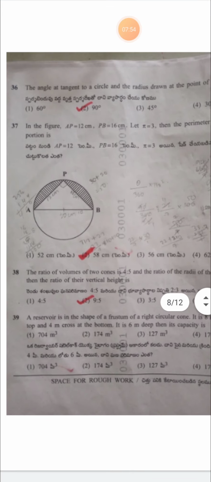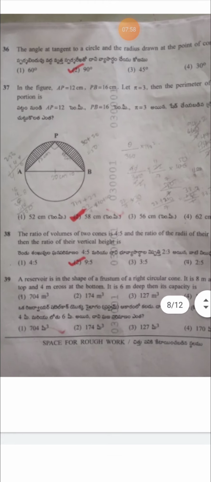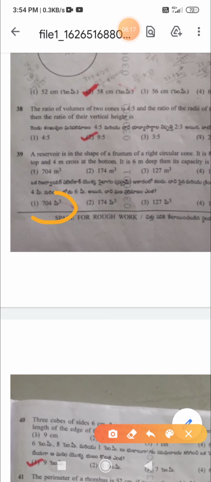37th question, AP is 12, PB is 16. Then the shaded region area is, perimeter is 58 centimeters. Next, the ratio of volumes of cones, the answer is 9:5. A reservoir, this answer will be 704. 704 will be the answer.